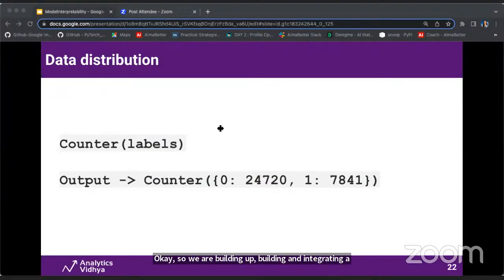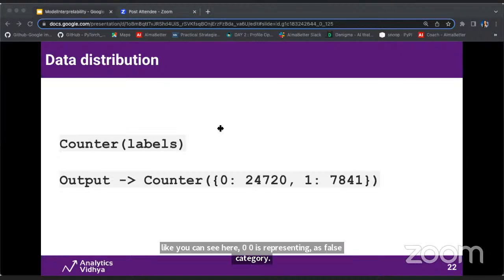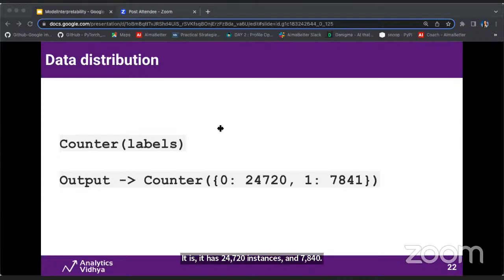Okay, so here I just wanted to take out the count of the labels that we have. For the false category, which is less than the $50,000 and greater than $50,000, how many instances do we have? And definitely we can see some class imbalances there. So like you can see here, zero is representing the false category. It has 24,720 instances and 7,841 instances for the greater than $50,000 income people. So definitely some class imbalance, which is expected.